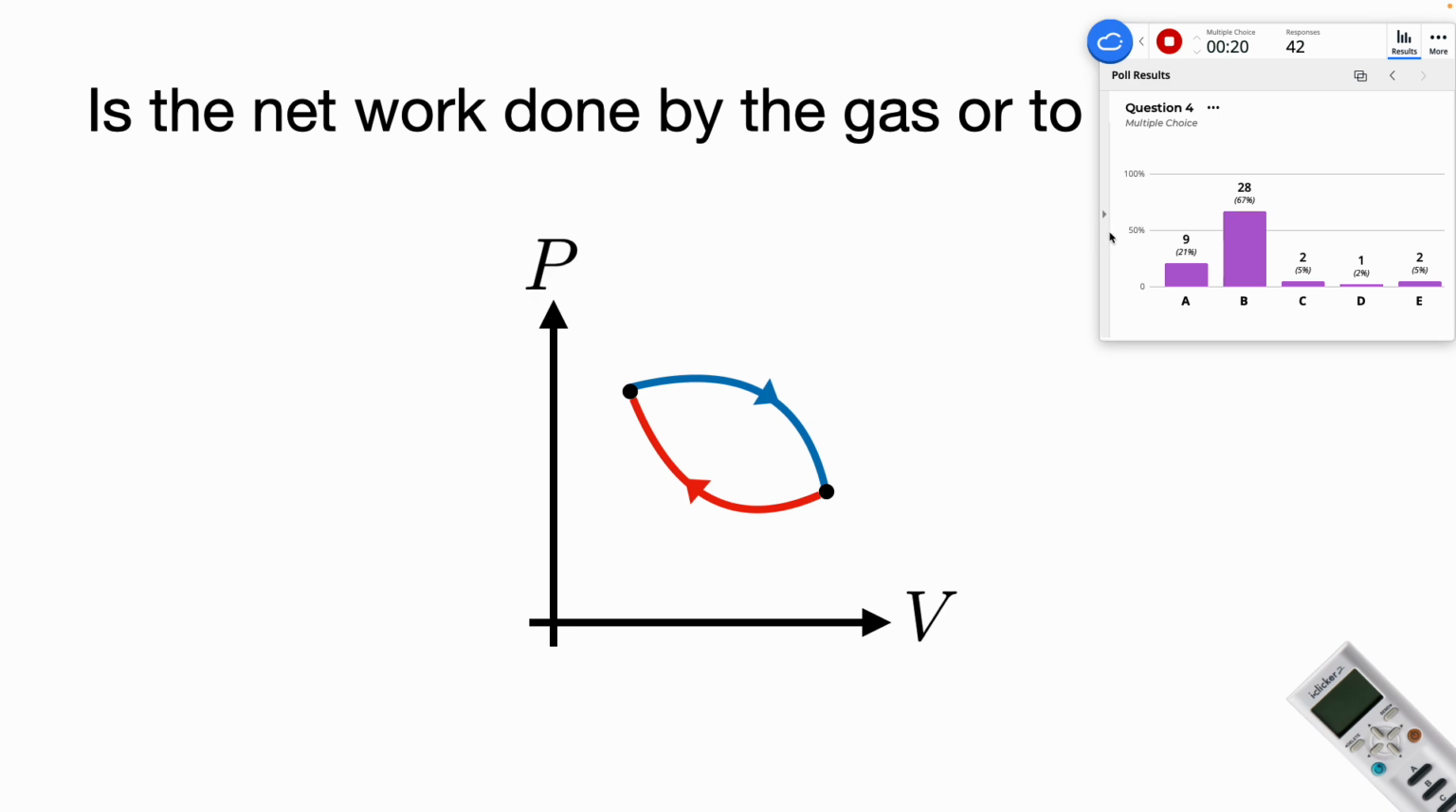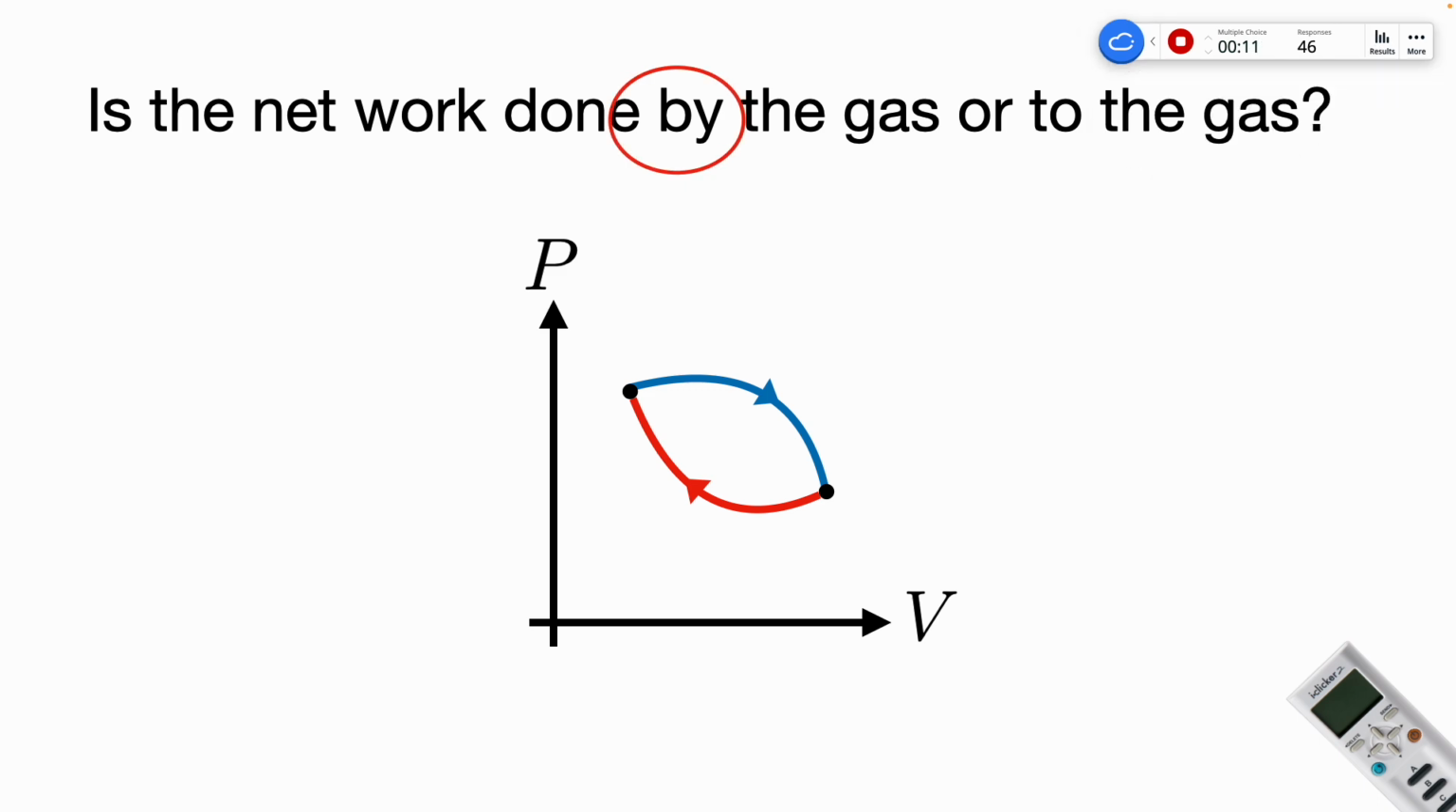Okay, so the answer is B. Good job. So because when you are expanding, the pressure is higher in this case, the area under the blue curve will be bigger than the area under the red curve. You have bigger work flowing out, smaller work flowing in, so overall work flows out, and the overall work is done by the gas. Okay? Any question?